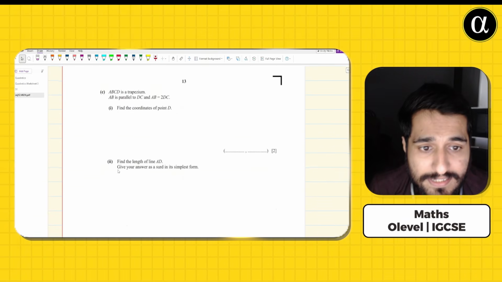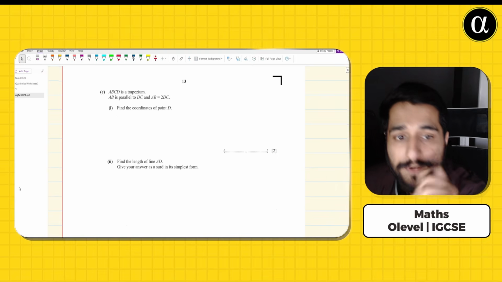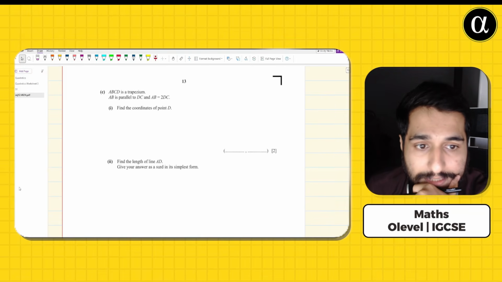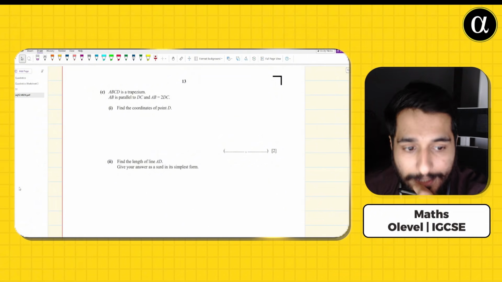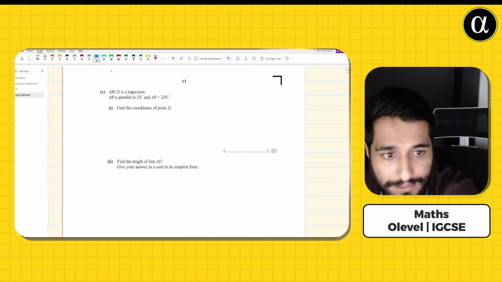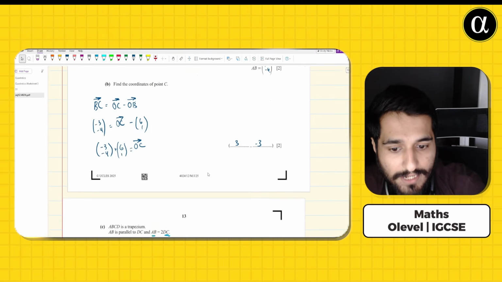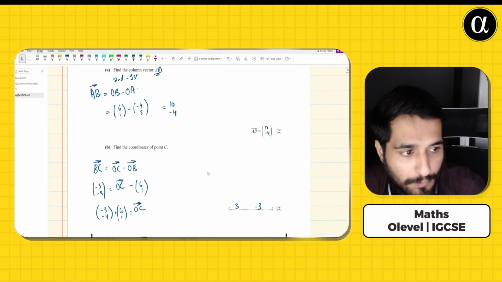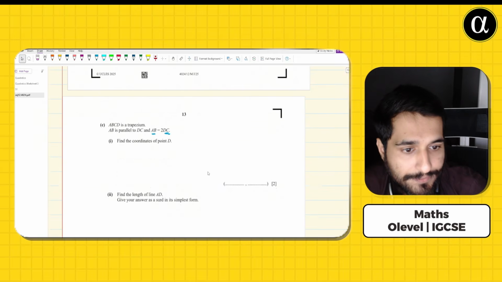Part C says that ABCD is a trapezium where AB is parallel to DC and AB is equal to 2 times DC, where we're supposed to find the coordinates of D. Now, let's see, do we have AB or DC, any of the two? Let's have a look at the data that we have. Do we have AB or DC? We do have AB, which is 10 and minus 4, right?